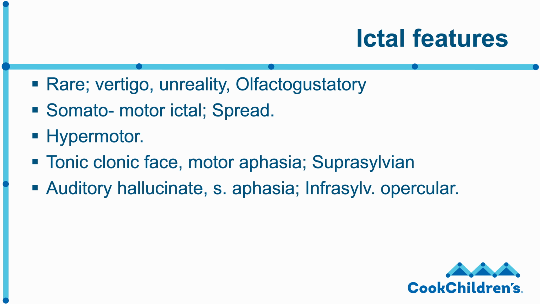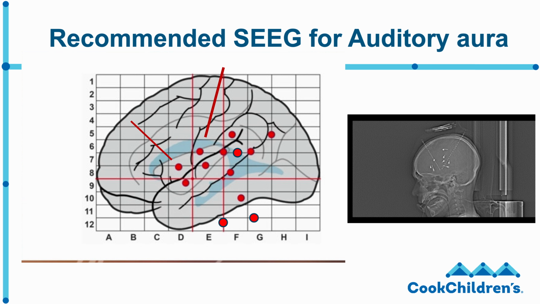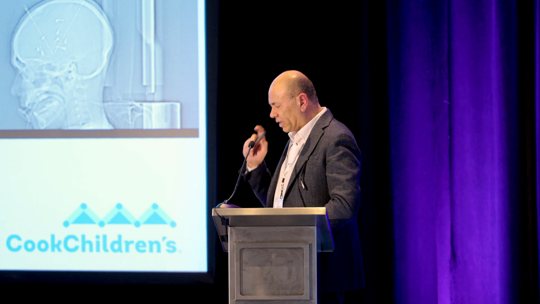Rarely you can see signs and symptoms of vertigo, feeling of unreality, or olfactogustatory symptoms. So I put this slide in. It's just a slide which shows how you can approach insular seizures with stereo EEG. But the only point I wanted to make was that when you sample the insula and the surrounding network, it's important to sample both in orthogonal as well as in oblique, because both types of approaches give you different kinds of information.